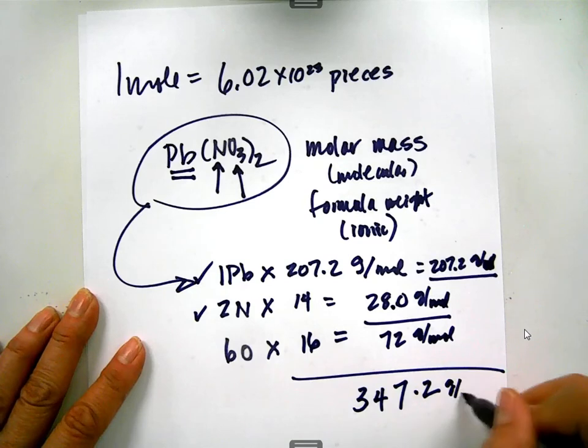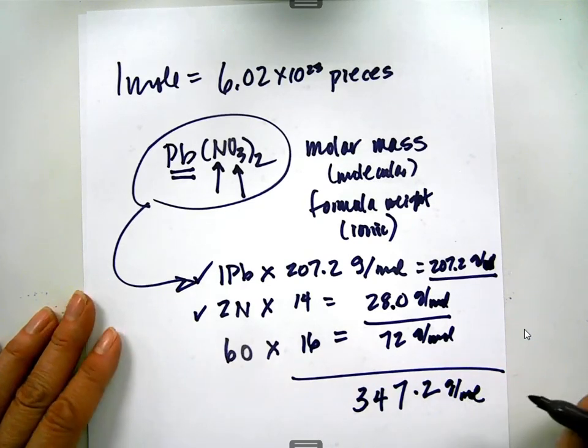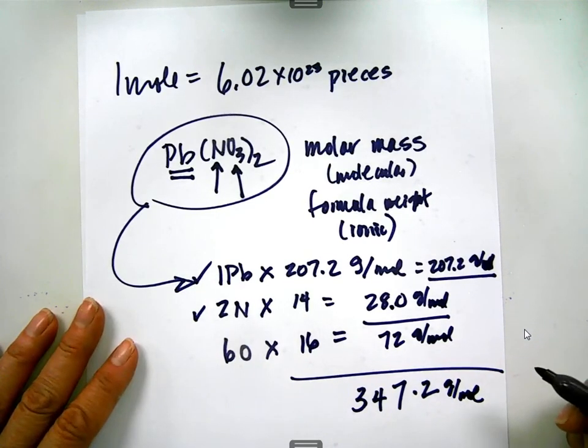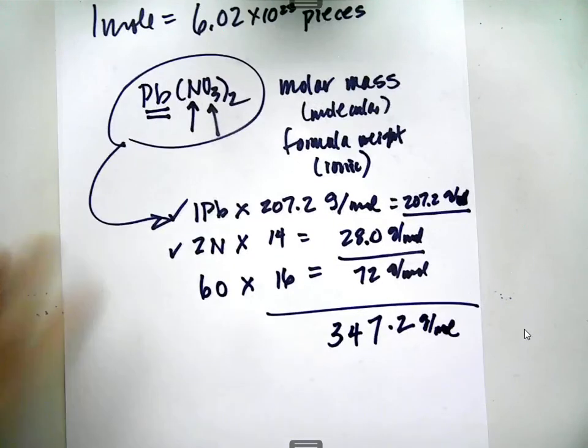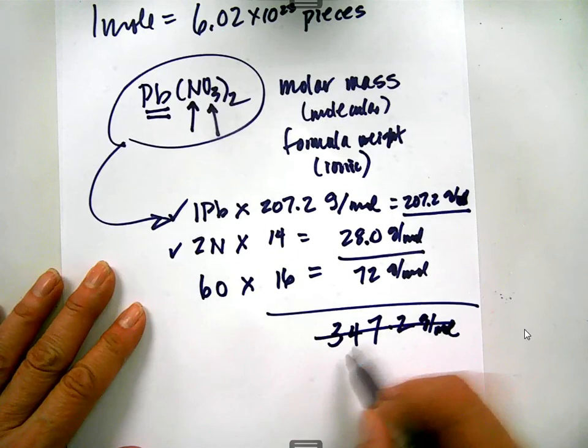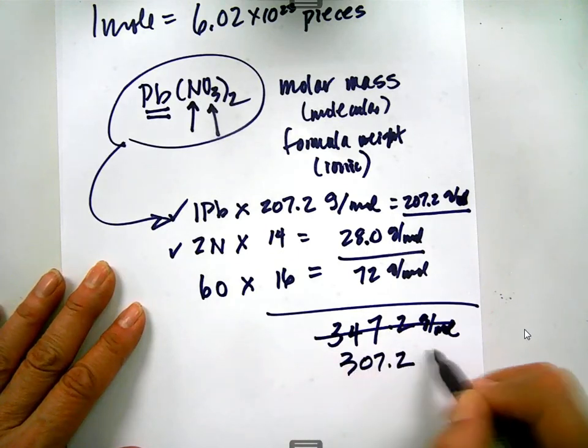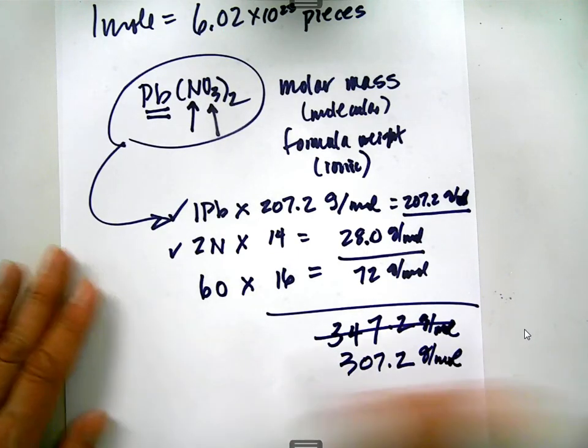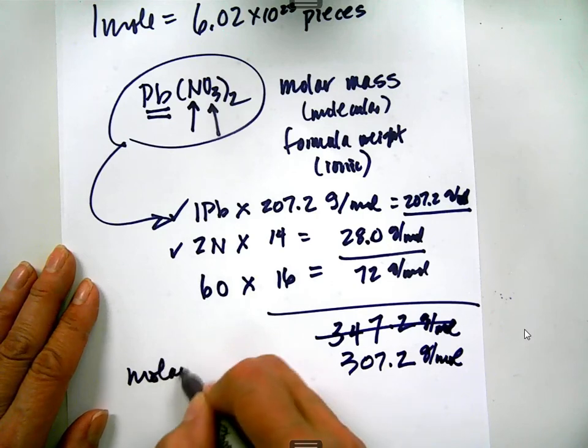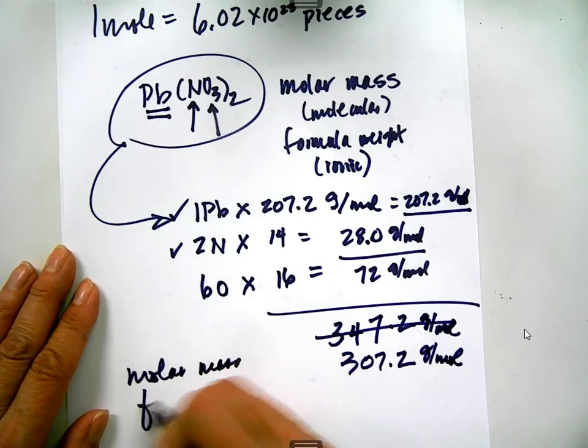347.2 grams per mole. Those of you with calculators, verify. We have addition right. Alright, 307? Thank you. 307.2. Alright, so that's what we call the molar mass, or the formula weight.